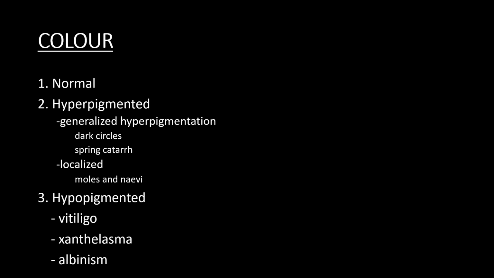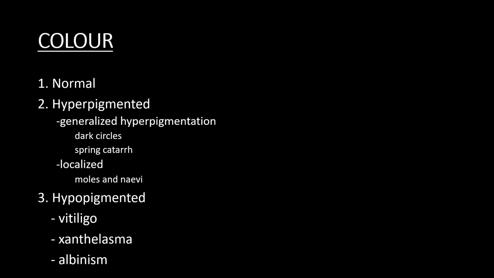So when we inspect, we are supposed to look for the color of the skin, the fullness of the lid, the laxity of the skin, and any eruptions or mass that we can see. So now, when you see the color of the skin, the color may be normal, okay, according to the race of the patient and everything.